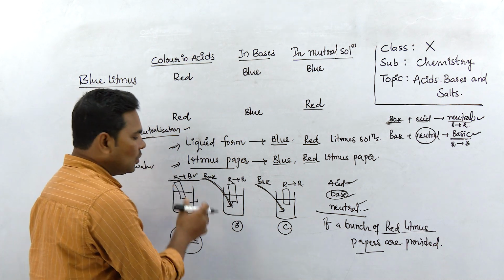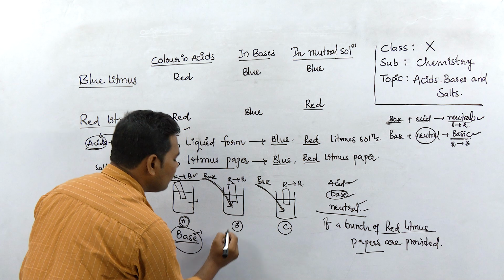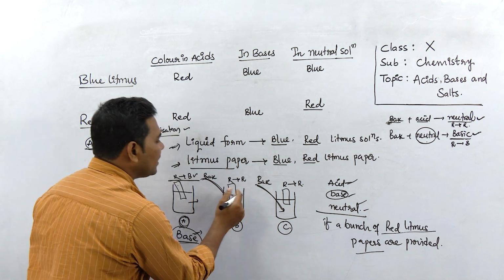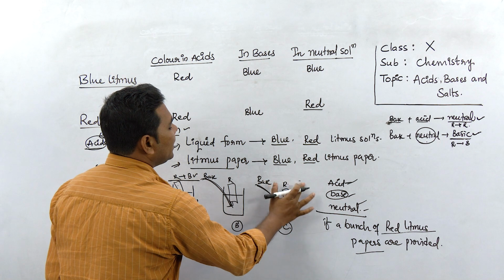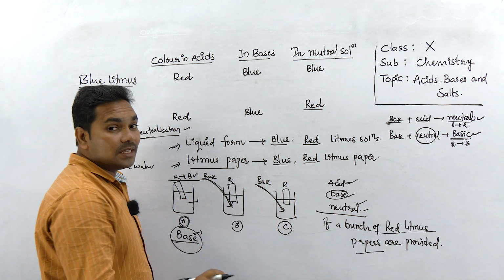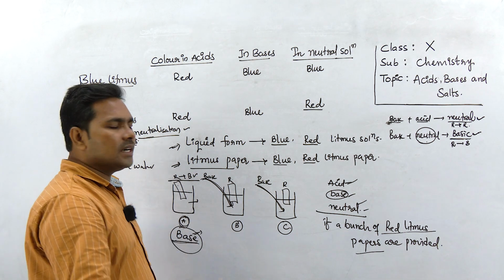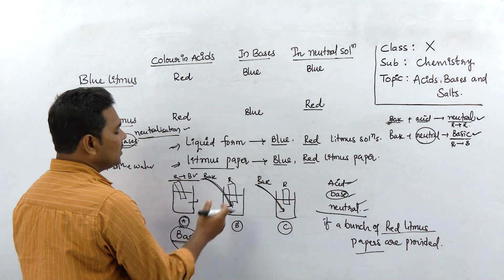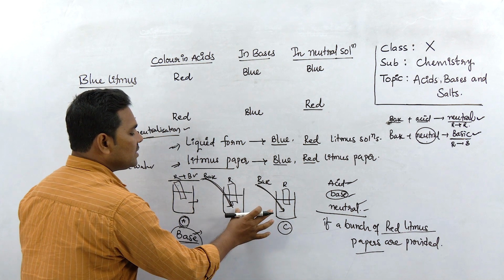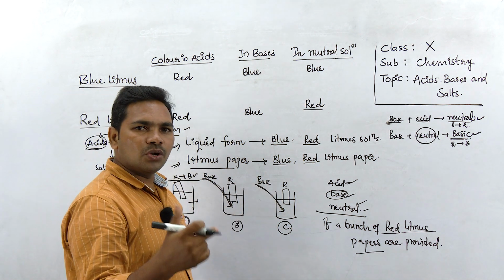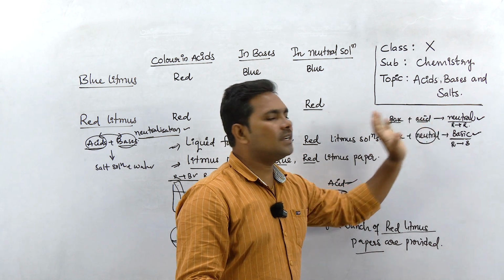We already have some amount of base, which was identified as solution A. Solution A is added to solutions B and C, and after adding, let us use red litmus paper again to identify the nature of the resulting solution. It is not pure now, it's a mixture with the addition of solution A. In these two, one is acid, one is neutral. One solution becomes neutral because base is added to acid.